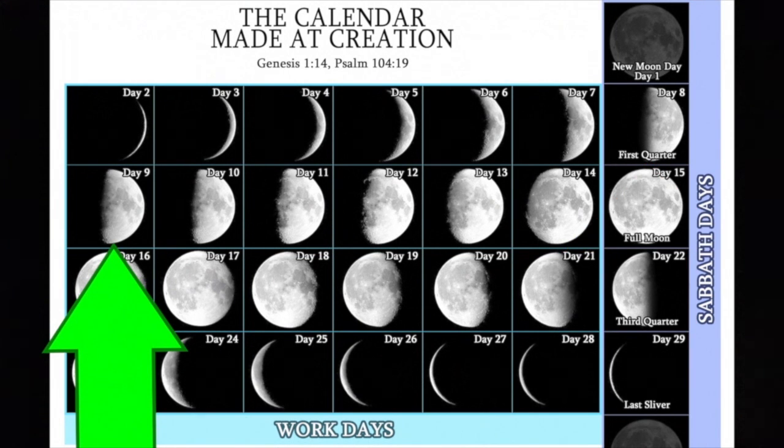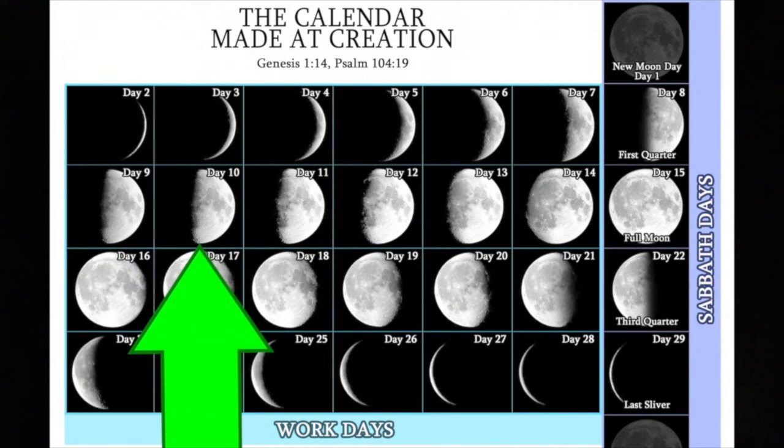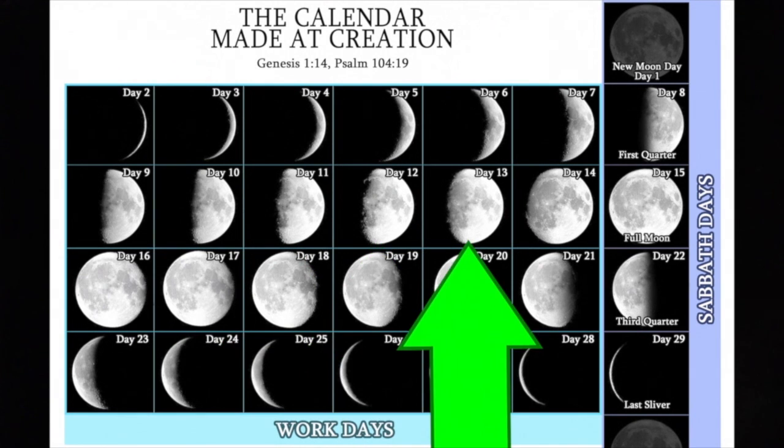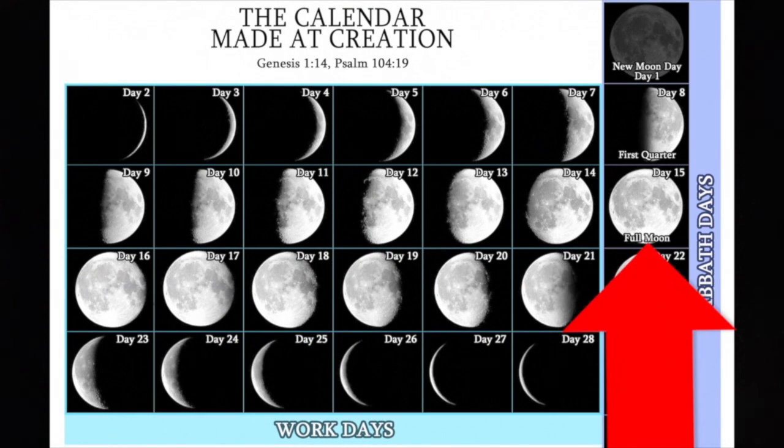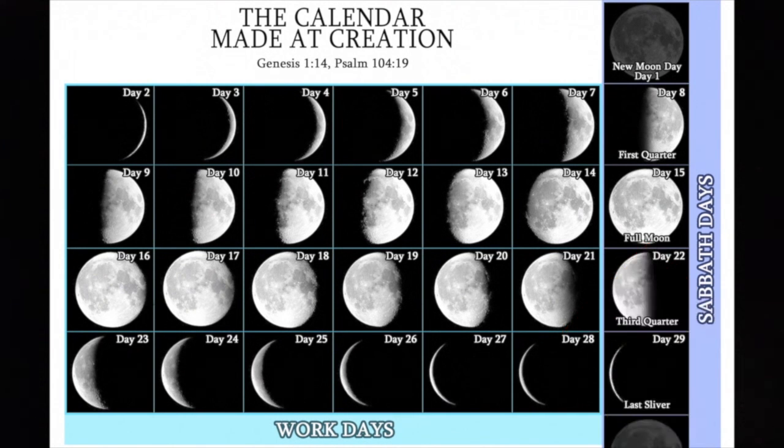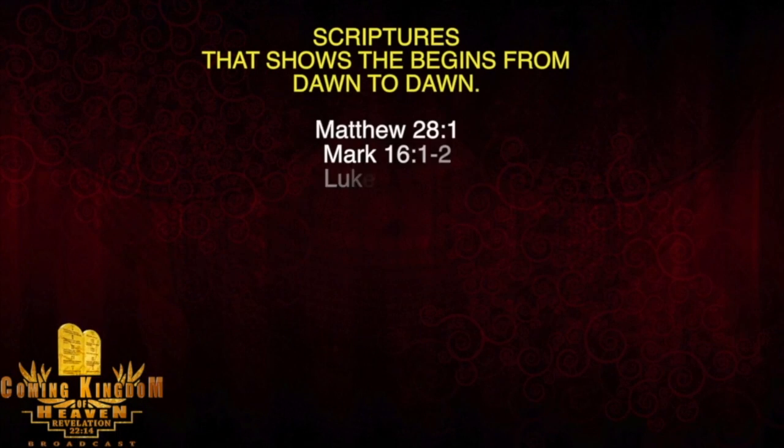And then that's your work day. You work on this day, this day, this day, this day, and this day. And then you keep your Sabbath on the full moon. So the point is that the day begins from morning to morning. The day does not begin from evening to evening or from the middle of the night to the middle of the night. No, no, no. The day begins from morning, from dawn to dawn, as you have seen in these scriptures that we have gone through.